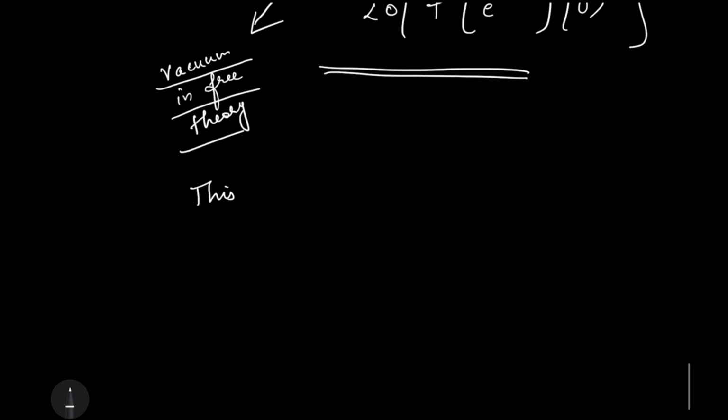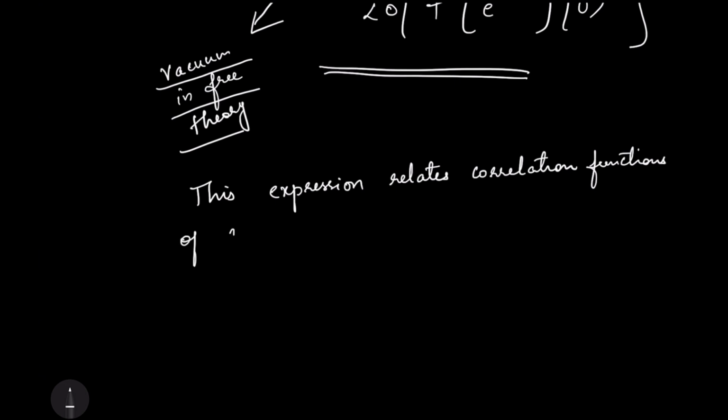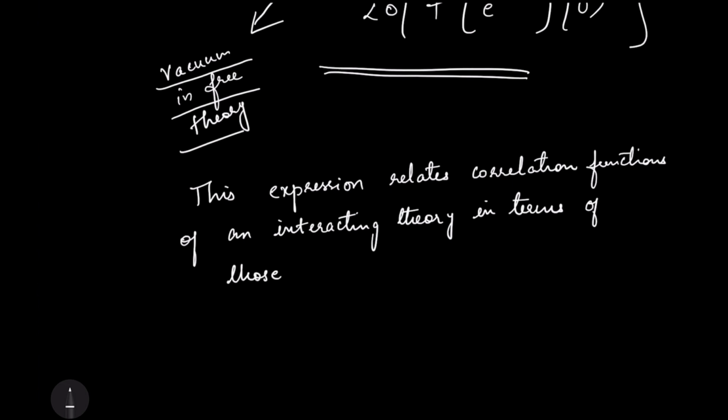So this is a clever way of doing it. This expression relates correlation functions of an interacting theory in terms of those in free theory. So whenever there is a time ordered exponential, it has to be expanded in power series.